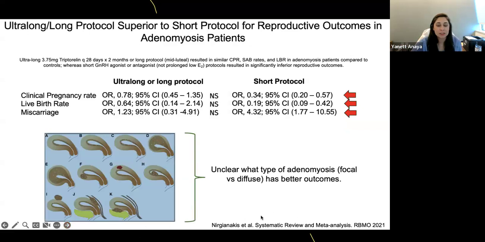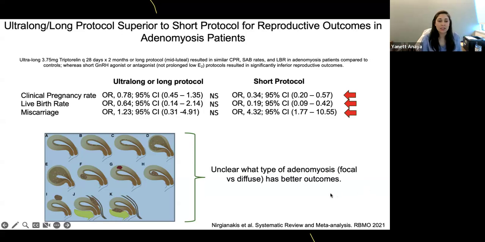This slide looks at the different types of IVF protocols that we may use in patients with adenomyosis. What to know from this slide is that in the study, patients that used GnRH agonist suppression for 2 months prior to the ovarian stimulation had higher pregnancy rates, higher live birth rates, and lower miscarriage rates compared to patients that did just a short protocol, which is without the suppression of Lupron beforehand.